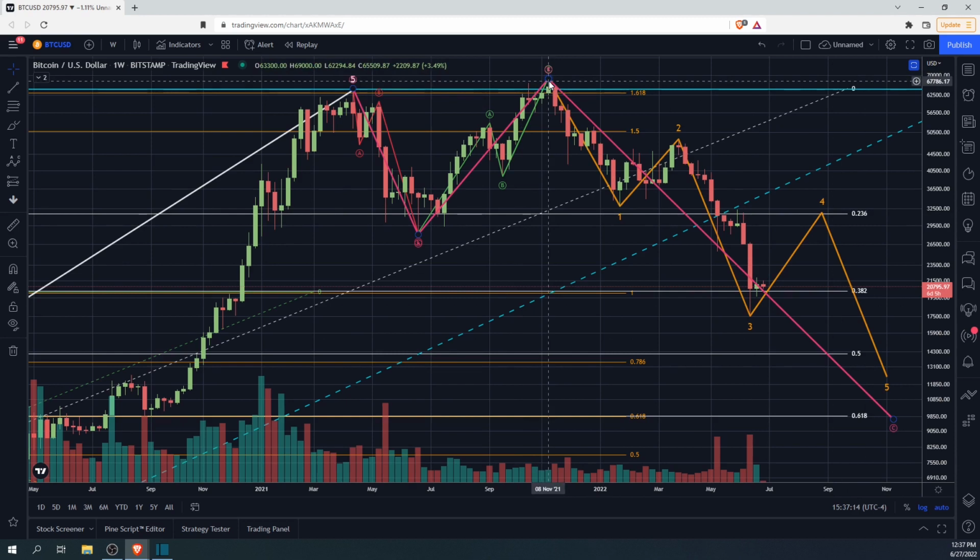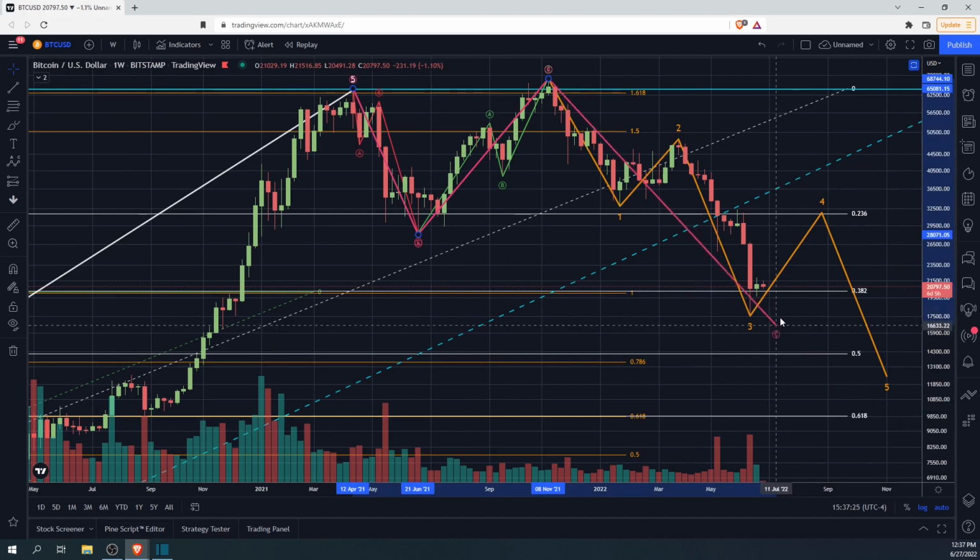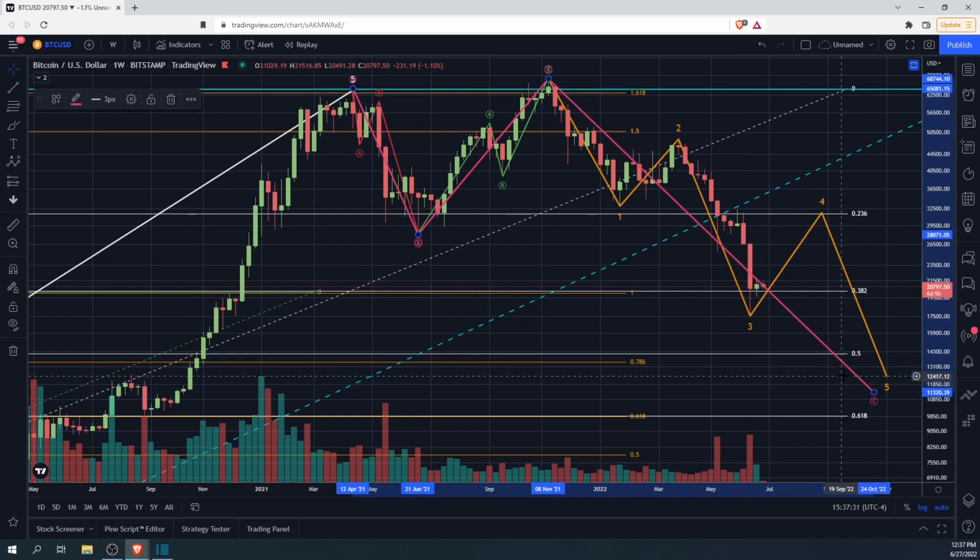And the next most important thing is that the end of wave C will travel past the end of wave A. So the end of wave A being here at 27,000, we know that our C is going to travel somewhere past that, which actually has already happened. So we actually came down below that. So anywhere from here, this has been validated and the expanded flat has been proven correct.